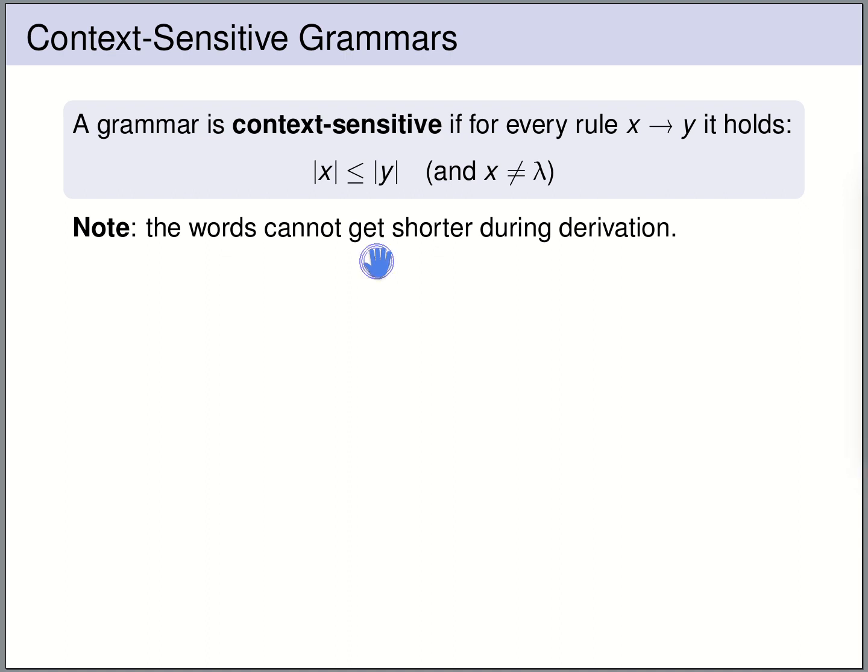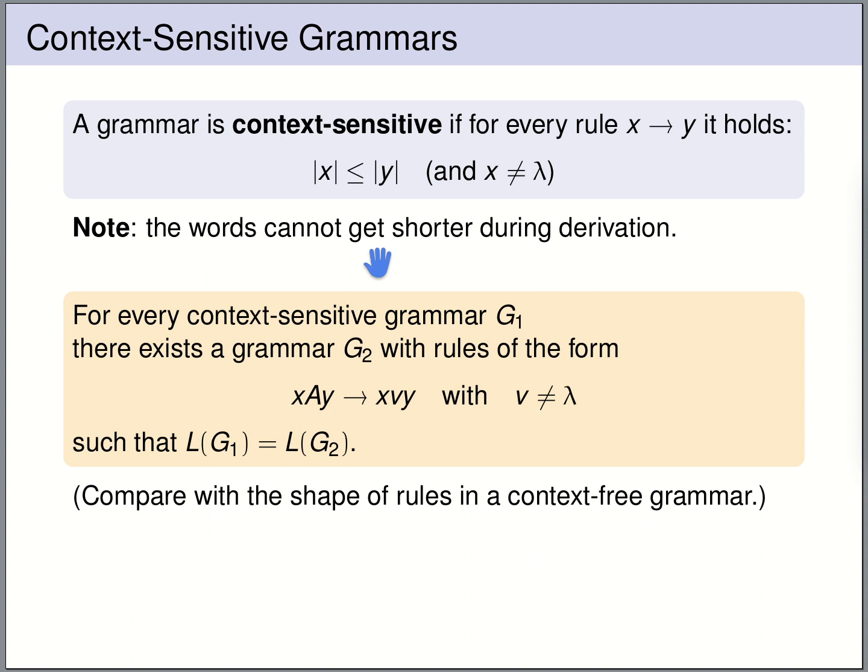So why is this called context-sensitive? The idea is that for every context-sensitive grammar G1, we can construct a grammar G2 where the rules have this form. We have some left context x, some right context y, and in the middle we have some variable a, and this variable a is replaced by v. The left context x and the right context y are preserved.